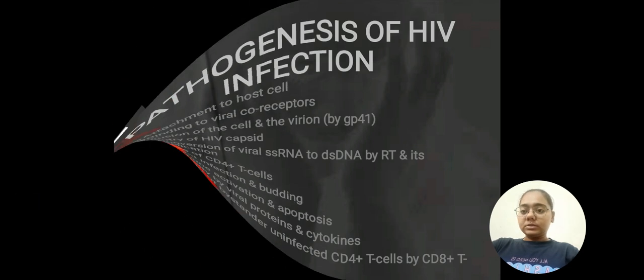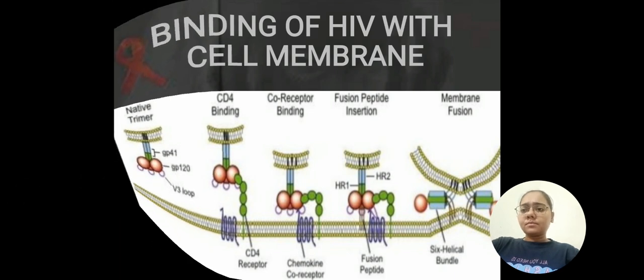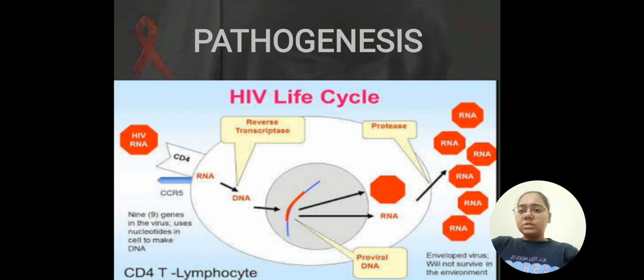CD8 plus T cells. Binding of HIV with the cell membrane. This is the figure which shows the binding of HIV with the cell membrane. Pathogenesis of how the HIV virus attacks or connects with our human cells, or we can say red blood cells, and the translation process is occurring. This is the HIV life cycle.